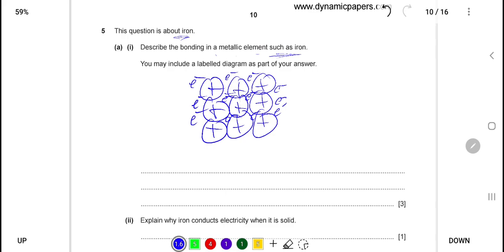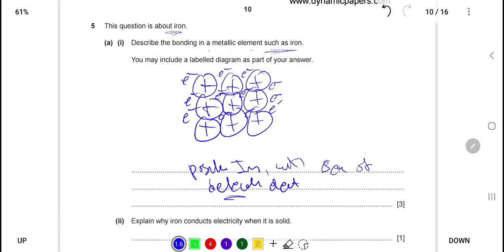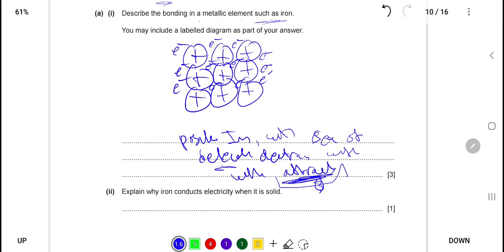So I guess you got 1 mark for this. We need to explain more. First thing, you saw here it has positive ions, right? Positive ions with a sea of delocalized electrons, so that's 1 mark. Delocalized means that they are free to move, okay? And then the attraction of them. Attraction is also the 3rd mark. So it is important to write attraction, okay?